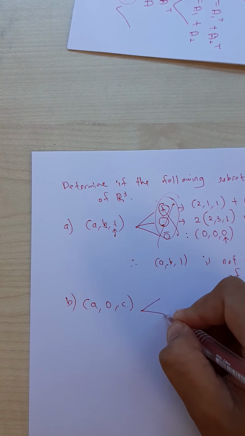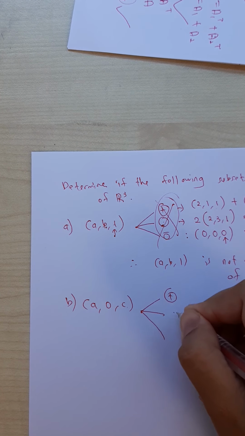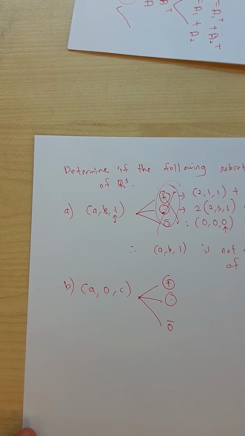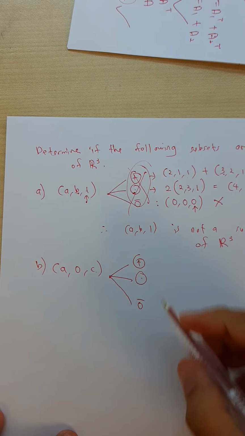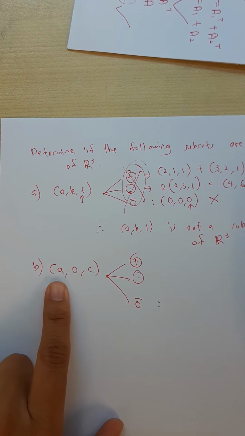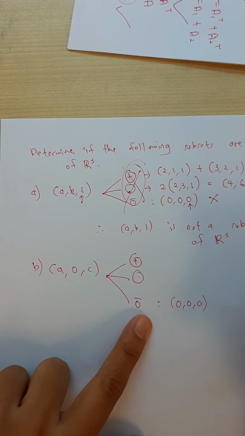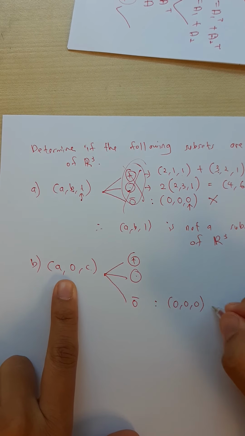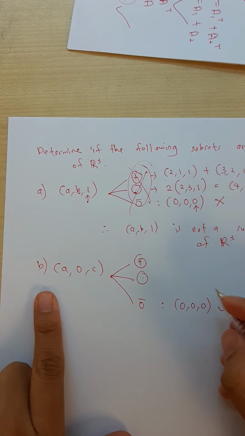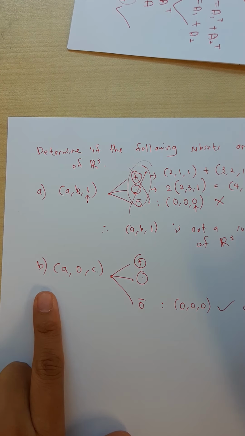Same thing, I'm going to check three things here: addition, scalar multiplication and also the 0 vector. Let's check the easy one first, the 0 vector. Can you get a 0 vector from here? The 0 vector here means that you need (0, 0, 0). Yes, you can, because you can set a equal to 0 and also c equal to 0. So from there, you're going to get a (0, 0, 0) vector out of this. So no problem in this.